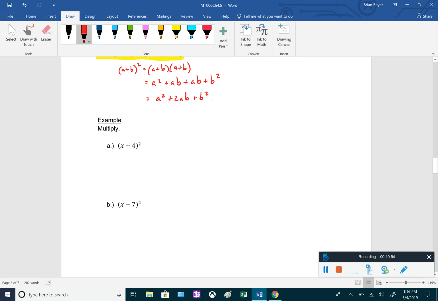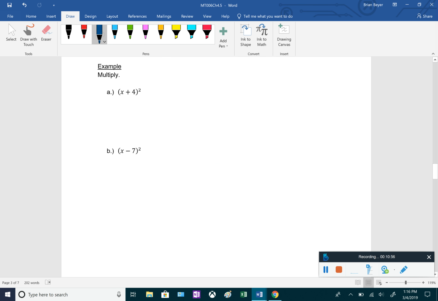So let's do these examples using that shortcut. So x plus 4 squared. So it's going to be the first one squared plus 2 times both of them multiplied together plus the last one squared. So x squared plus 2 times 4x plus 4 squared. So that's going to be x squared plus 8x plus 16. So knowing the shortcut obviously is pretty helpful.